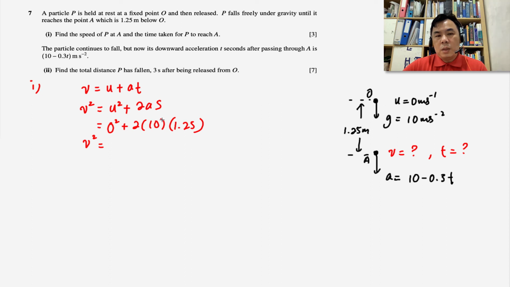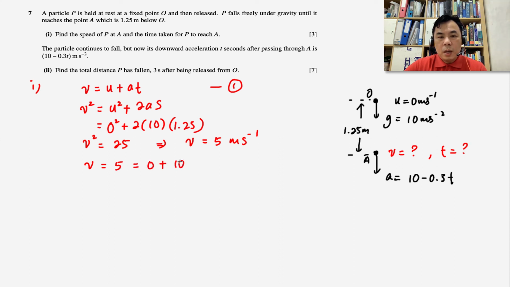This is basically 25 here. That will lead us to the speed at A. The speed at A is 5 meters per second. All right, and then the time taken, yes, we can make use of the first equation one more time now, by using v equal to 5, which is the same as u plus at. And then by solving that, we found that it takes about 0.5 seconds to drop 1.25 meters in free fall.